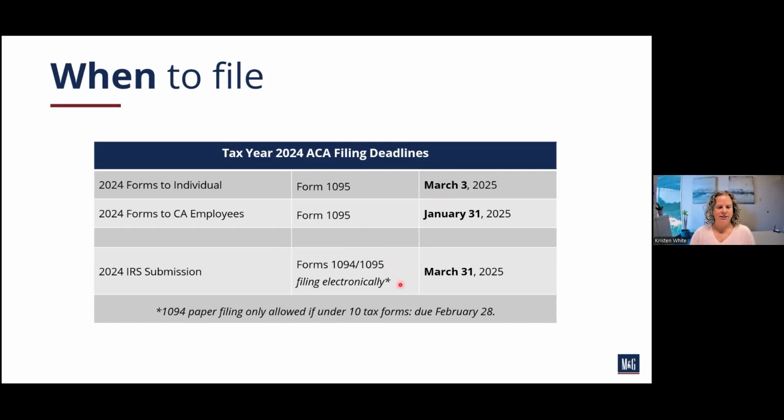Now, we noted here you need to file electronically. The last couple of years, the IRS has really cracked down on paper filing. In the beginning, I did paper for everything, but we have to switch over to electronic. They only allow paper if you have under 10 tax forms. Tax forms are ACA, W-2, and so on. I don't know if any of us can meet that, but if you can file paper, it's due by the end of February. So really focus on March 3rd to individuals, March 31st to the IRS. Okay, that was the when.